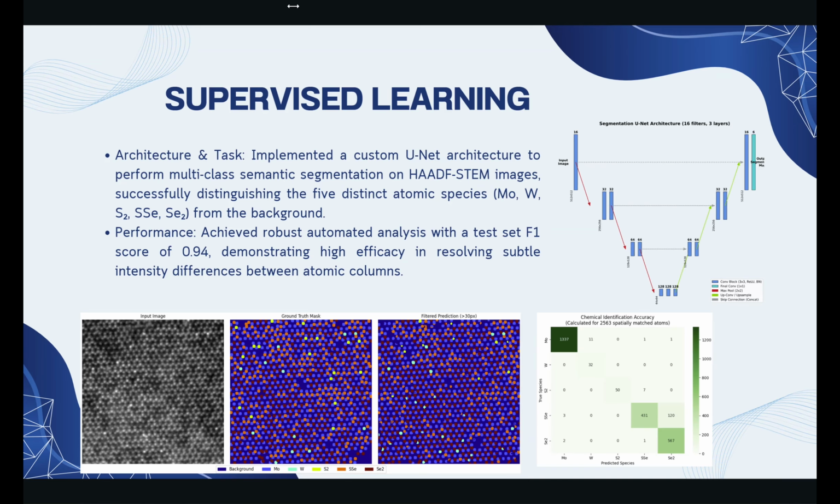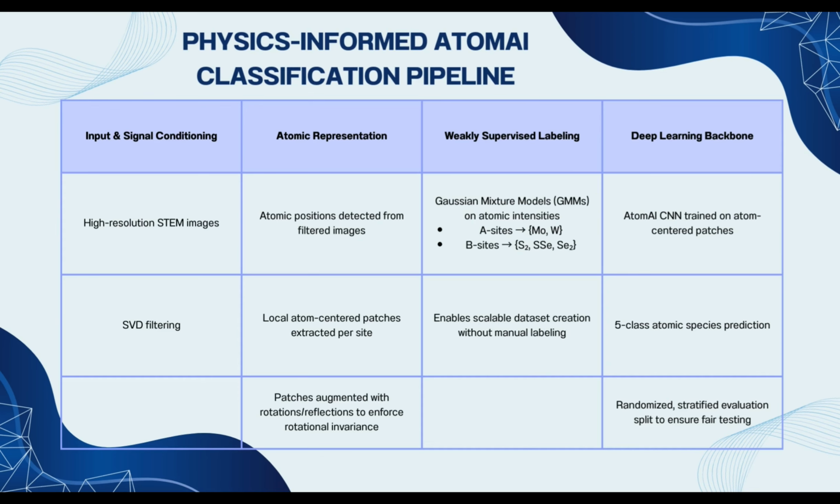For the supervised learning approach, we implemented a UNet architecture neural network based on the AtomAI framework in order to segment the HAADF-STEM images into the 5 distinct atomic species. This achieved good performance with an F1 score of 0.94, which demonstrated that the model was able to use the intensity differences in the image to classify the atoms. And this approach we worked on is our physics-informed AtomAI classification pipeline.